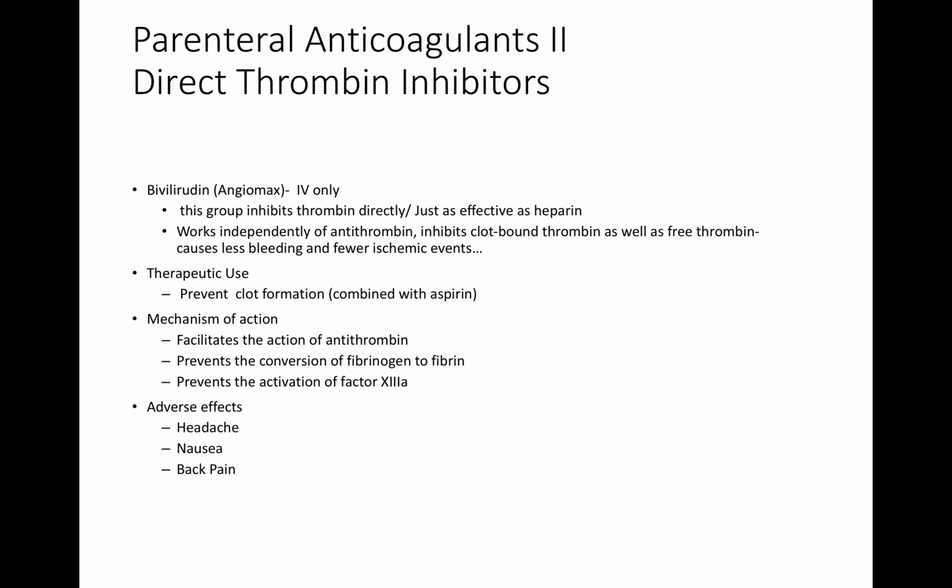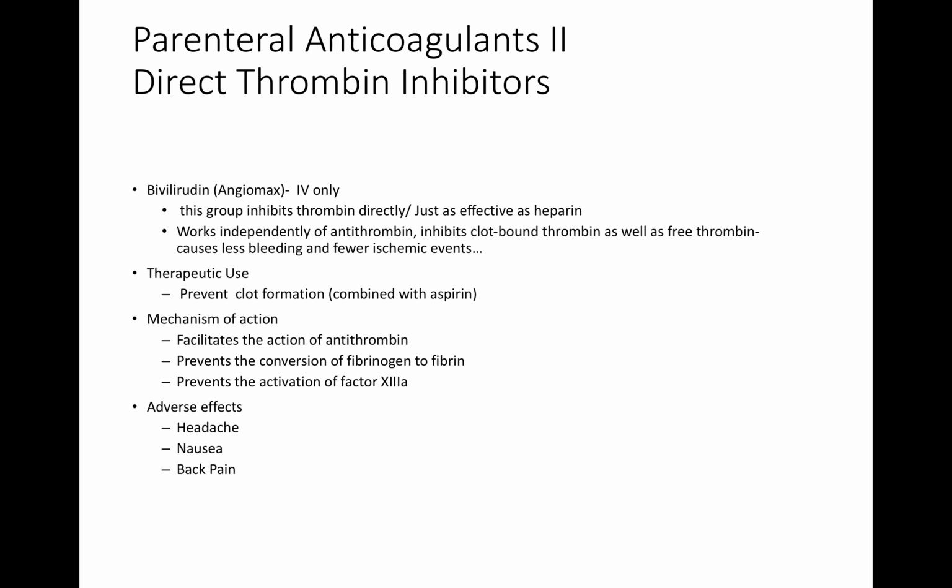Okay, now we're going to move on to a different set. This is parenteral anticoagulants 2. Parenteral meaning it's going to be IV or sub-Q or IM. It's direct thrombin inhibitors. So these are very strong drugs, and they're also selective. They inhibit thrombin directly, just as effective as heparin.